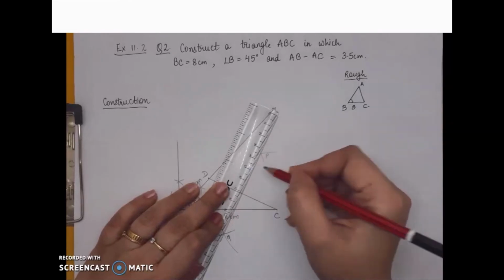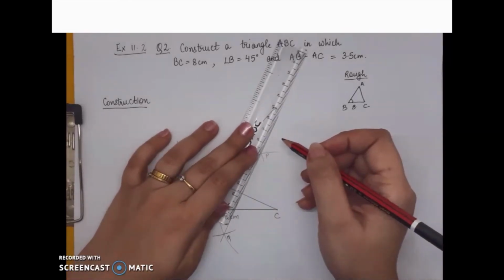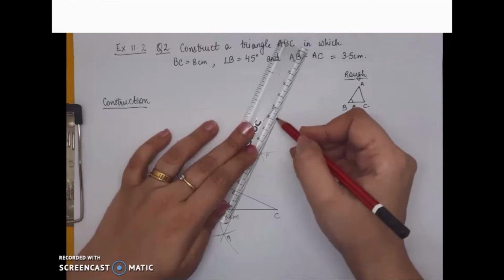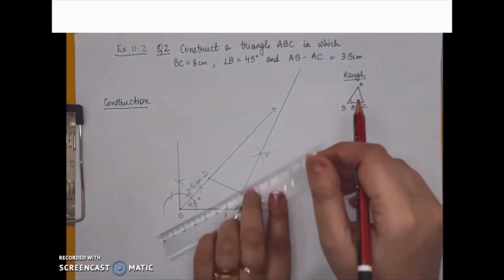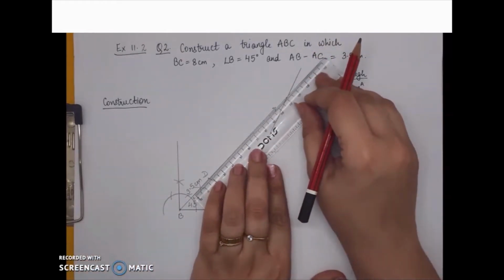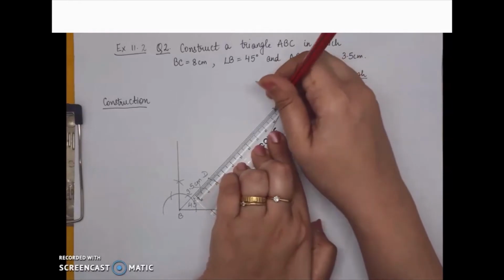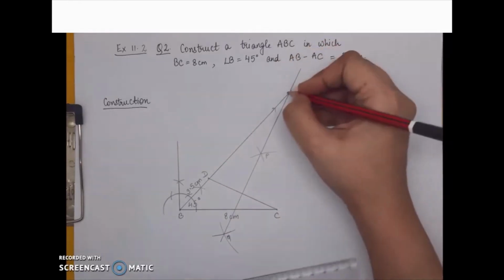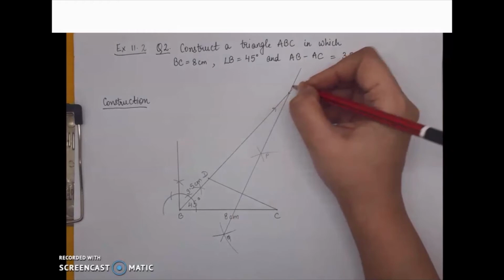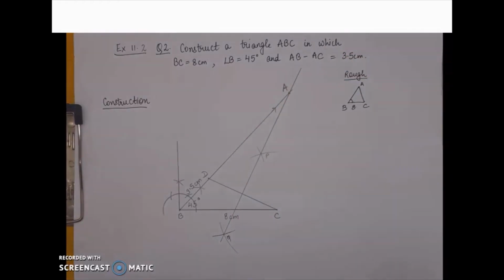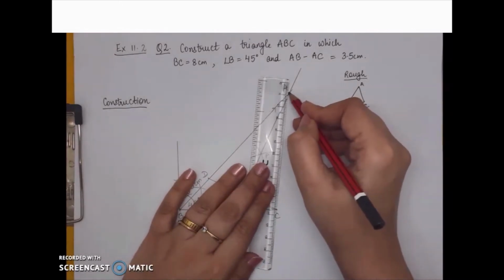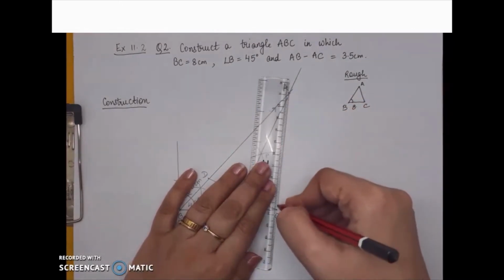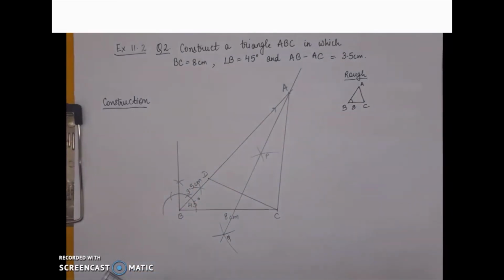Now you will extend this so that this perpendicular bisector has to intersect with BD extended. So I'm extending perpendicular bisector also, and this BD also I will have to extend little bit so that they both intersect at a point. That point will be marked as A. Now you will join AC. So this triangle ABC, this will be your required triangle.